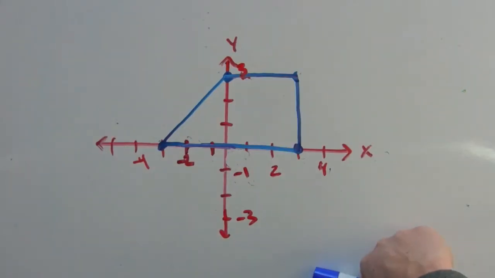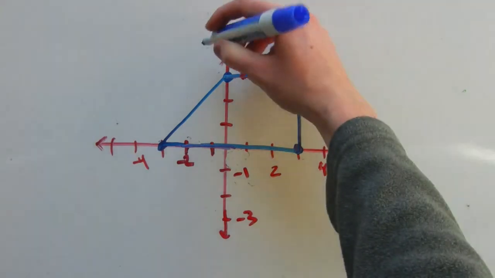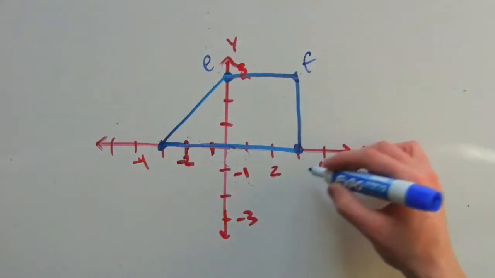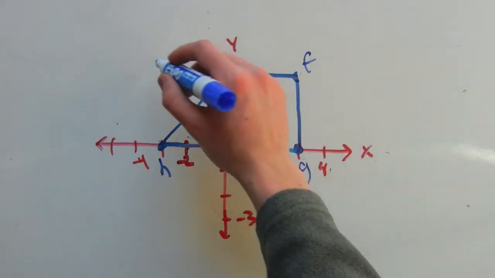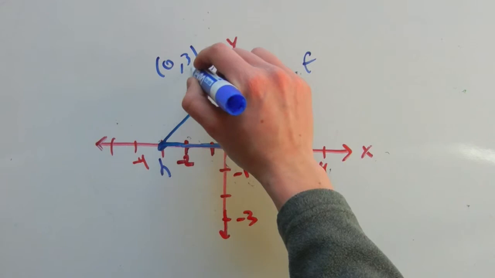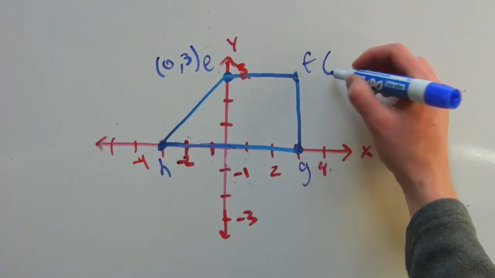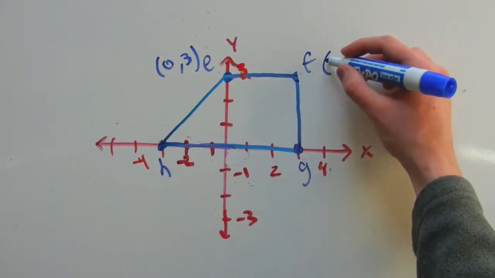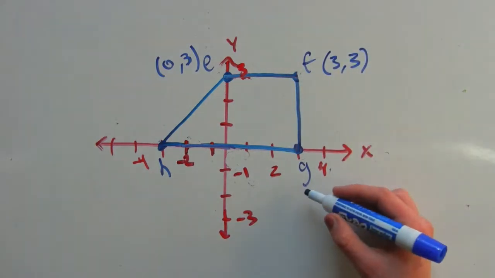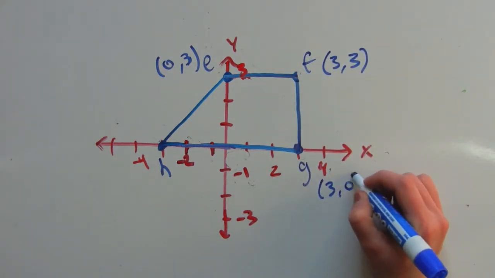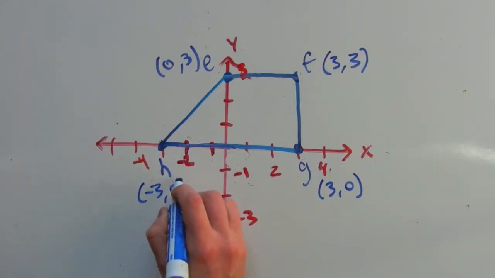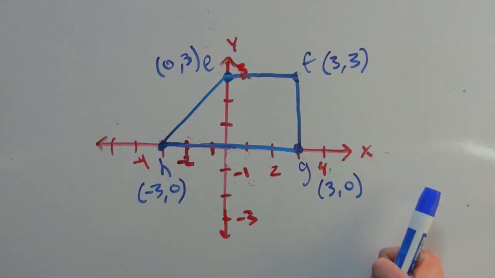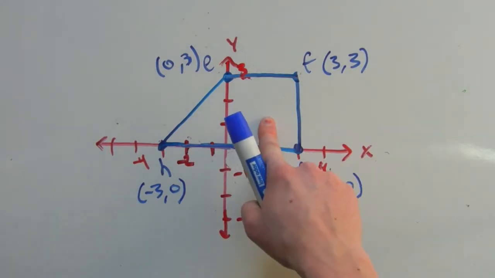Here I have drawn a quadrilateral in a coordinate system. We're going to name this point E, this point F, G, and then H. So E falls at 0, 3. F falls at 3, 3. G falls at 3, 0. And H falls at -3, 0. So using the distance formula, we're going to go ahead and find the perimeter of this quadrilateral.